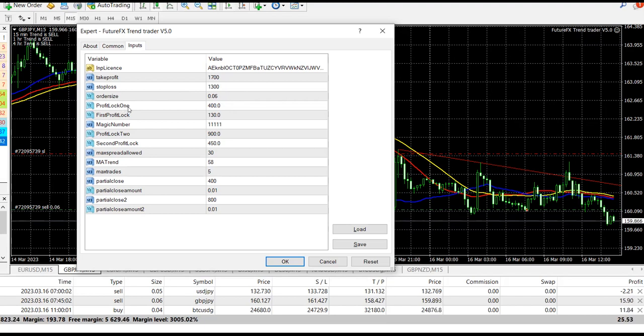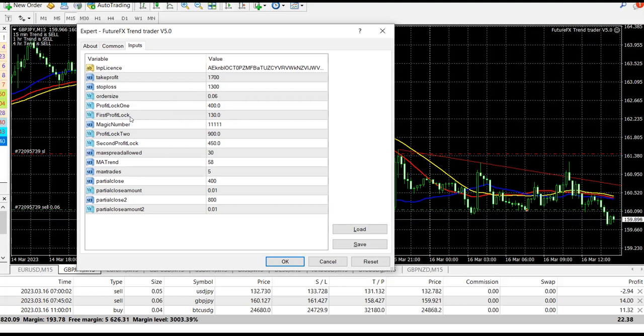Profit lock 1 and first profit lock. These two work in conjunction together. And in the mental health settings picture, which I'll share here shortly, it will say something like 400 over 130. That will be the profit lock 1. I'll probably call that PL1, and that'll be 400 over 130. So that's how you enter it. The 400 would go in the profit lock 1, and the 130 goes in the first profit lock.